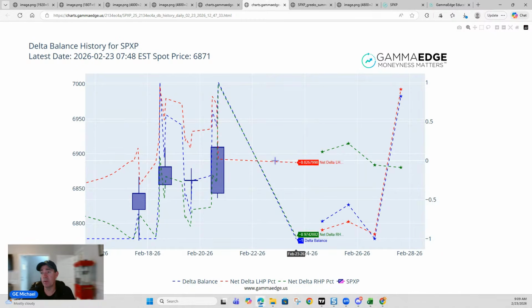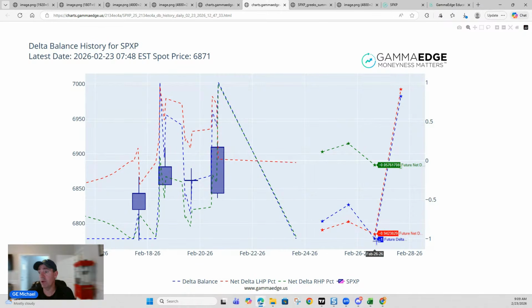Again, we're just below the 0 line with a slight negative slope. You'd have to get your microscope out, but it's fairly flat. So that should be supportive on pullbacks to the downside unless we see out of the money puts come in significantly, driving this line towards the negative. The right-hand plane is actually dragging the delta balance down towards -1, though. So again, that's a little bit bearish.